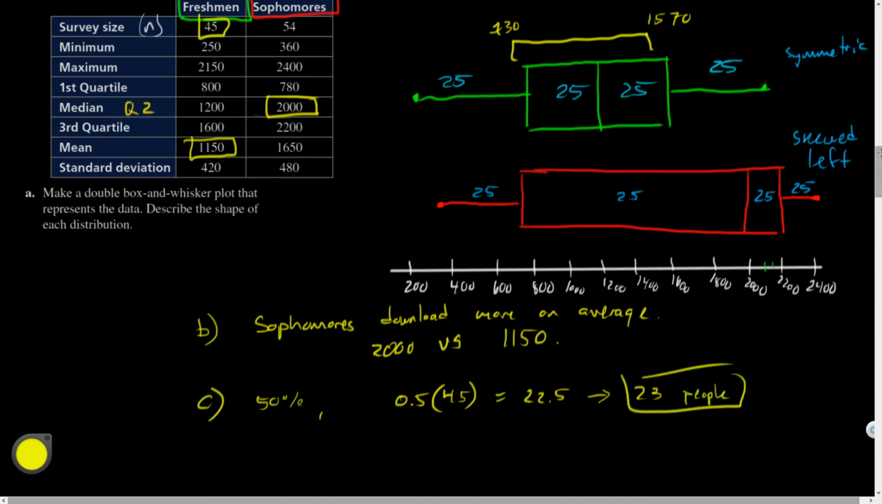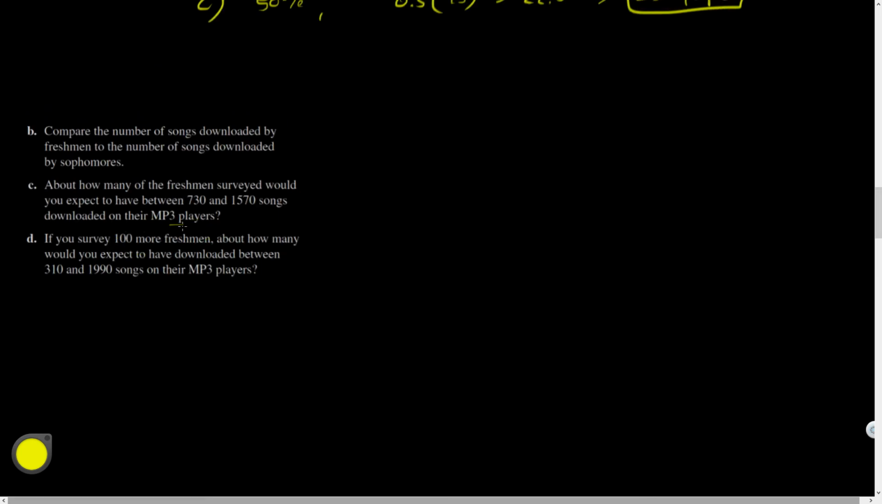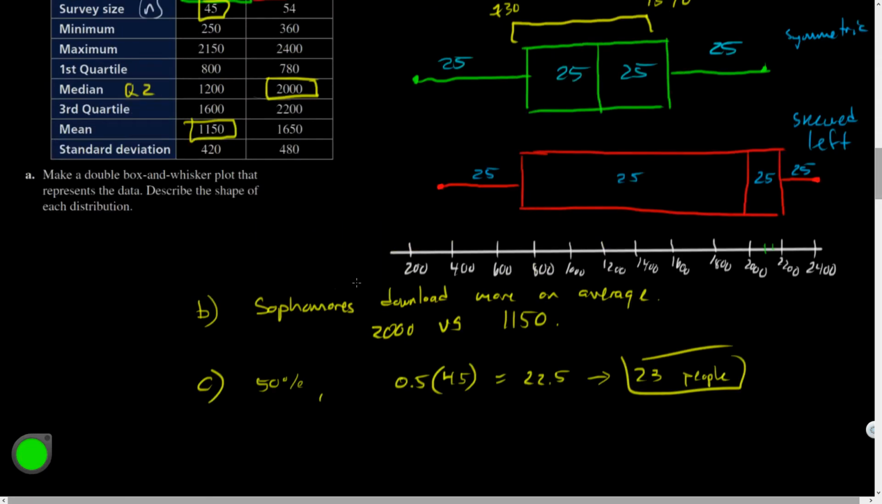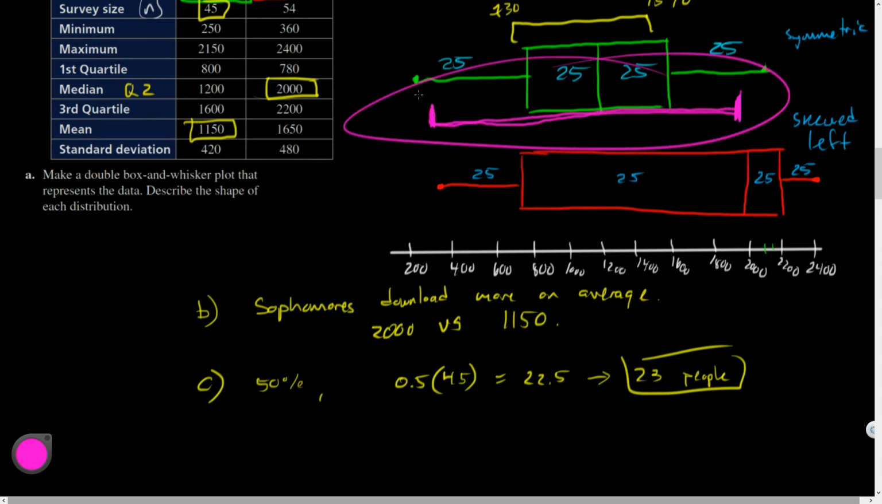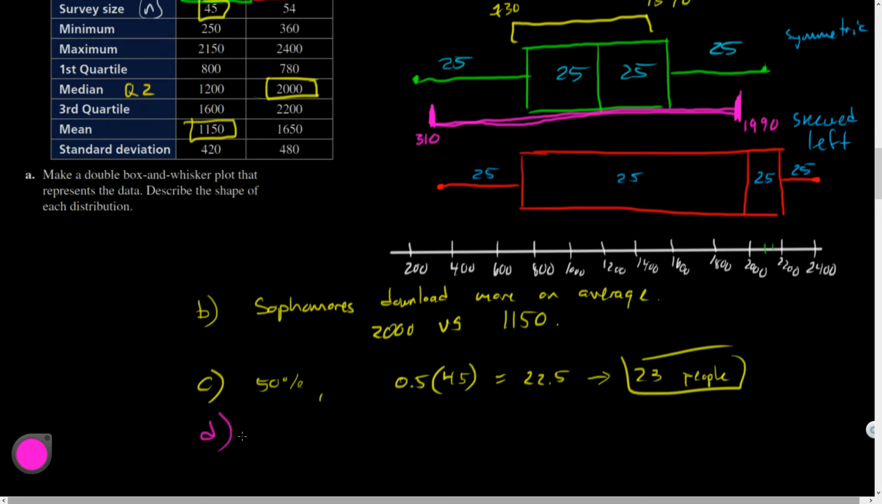23 peeps. And let's see, Delta, if you survey 100 more freshmen, about how many would you have expected to have downloaded between 310 and 1990 songs? Okay. Let's see. What's another color I can use? This one. So 310. The 1990. So friends, first of all, what percent do you think I've covered in this purple selection? All right, I've got an 80%, 82.5%.